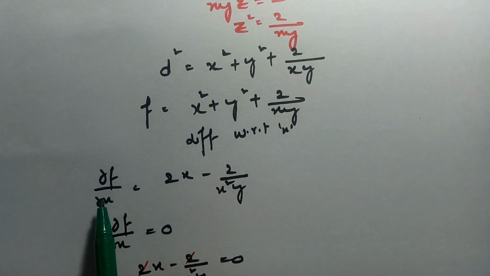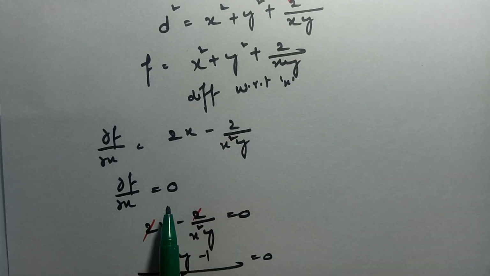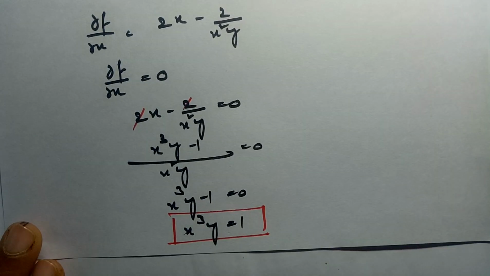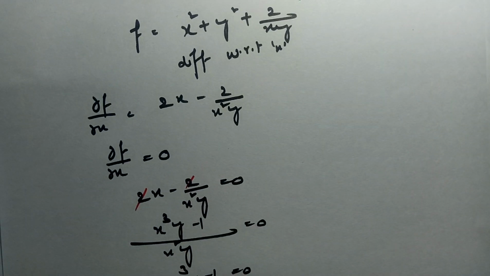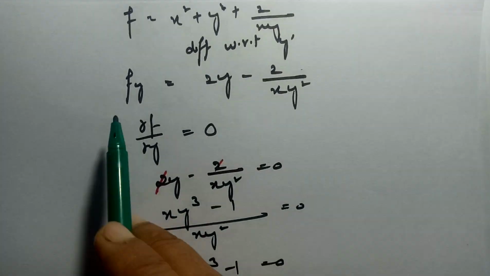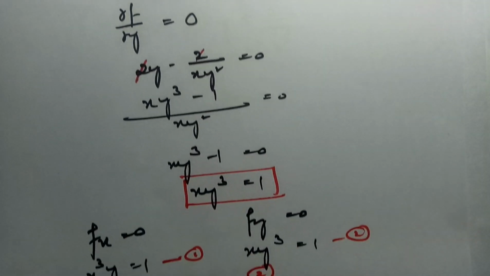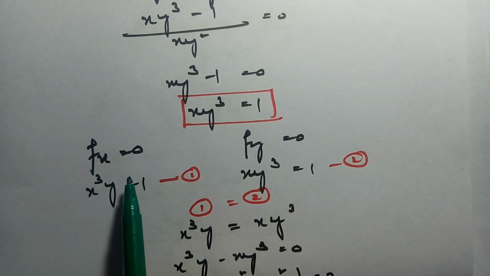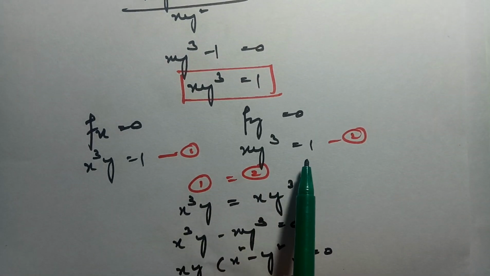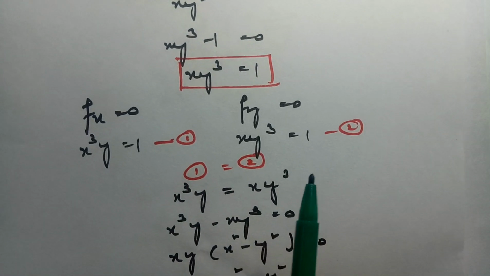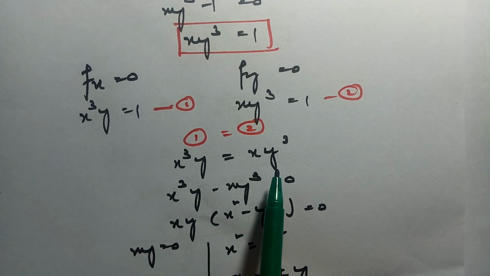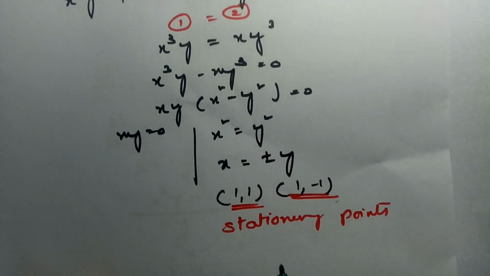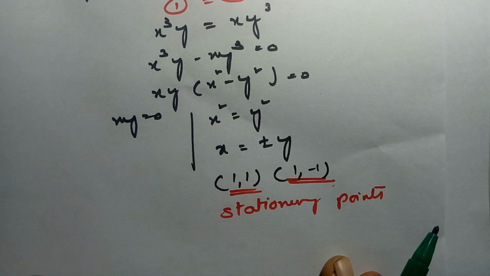After getting the function, how to find the minimum? We have to differentiate with respect to x one time, and equate it to 0. After equating, I got x³y = 1. Again I differentiate with respect to y, and I got the equation xy³ = 1. After equating to 0, both gave 1 as a value. Equating these two equations, I got the stationary values as (1, 1) and (1, -1). So remember these stationary points.